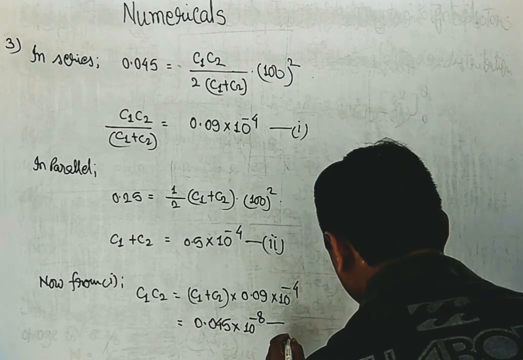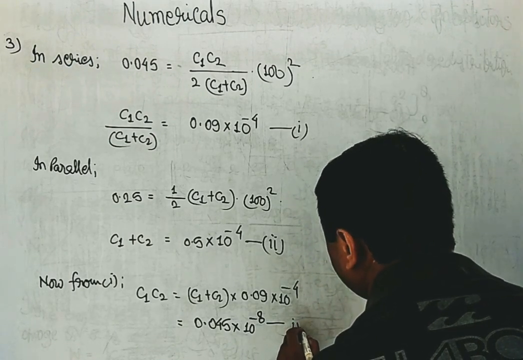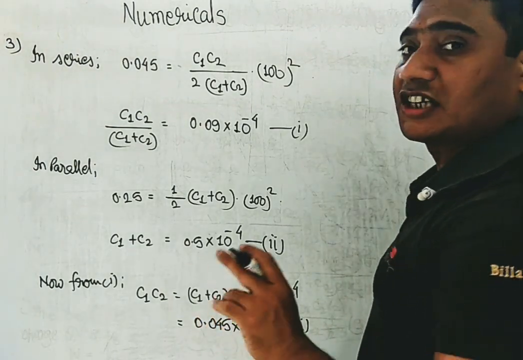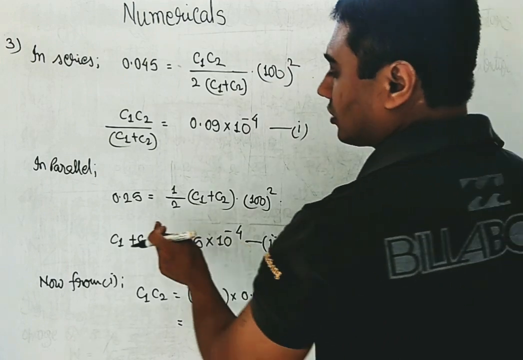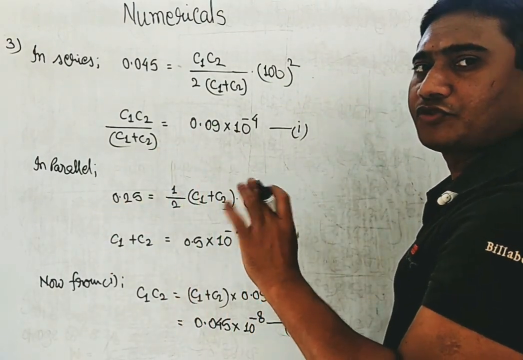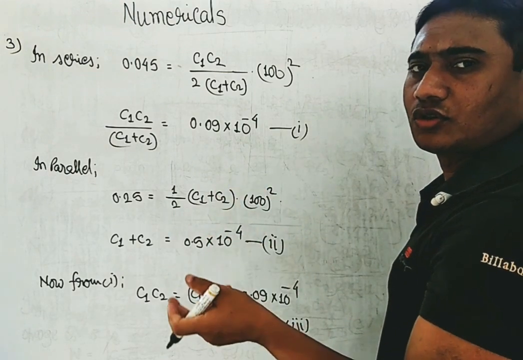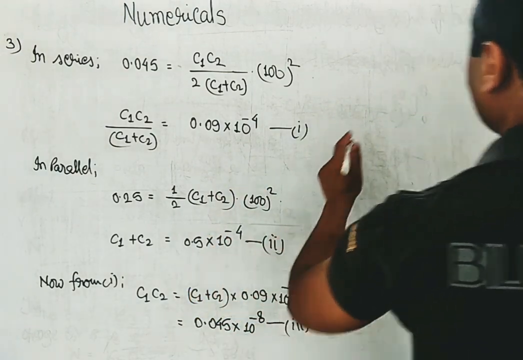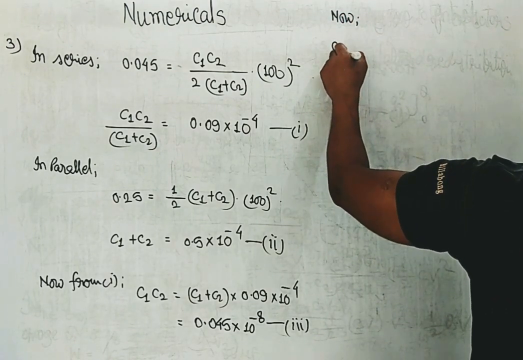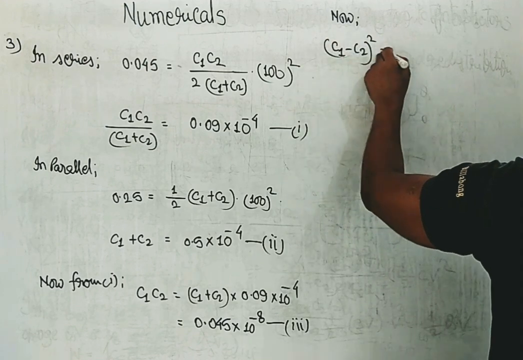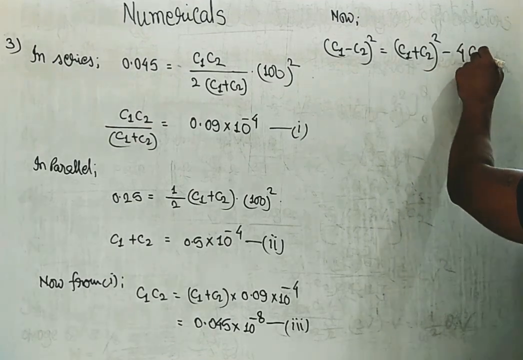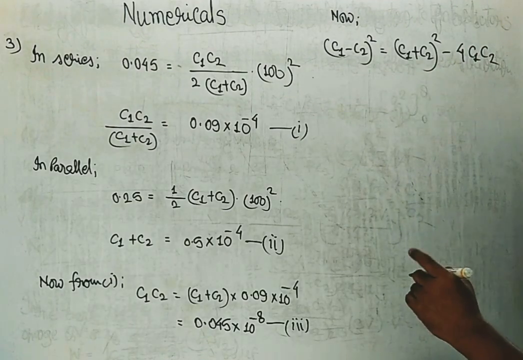Let this be called equation number 3. Now let's calculate the value of C1 minus C2 so that we can add this equation with that C1 minus C2 value to have the value of C1 and later on C2. So now we can have (C1 minus C2) square equals (C1 plus C2) square minus 4 C1 C2.